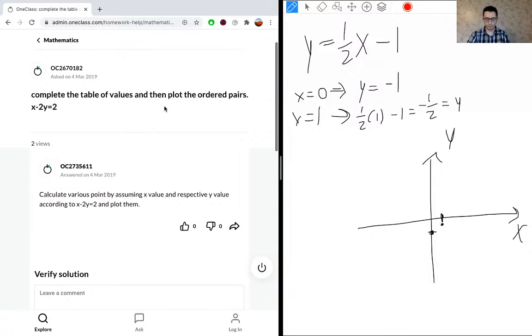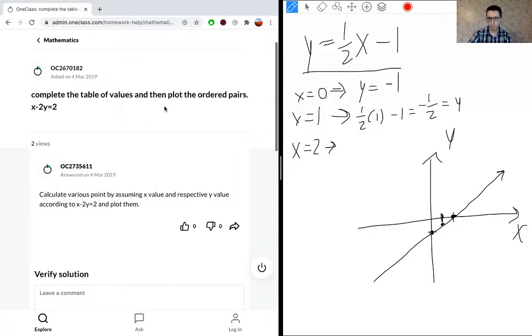That's the second point. And then we'll do this for x equals 2. So we have a half times 2, which is just 1, minus 1 will give us 0. So at 2, we have 0. So we can see that this function represents just a linear plot, so we know it'll go something like this. That will be the function.